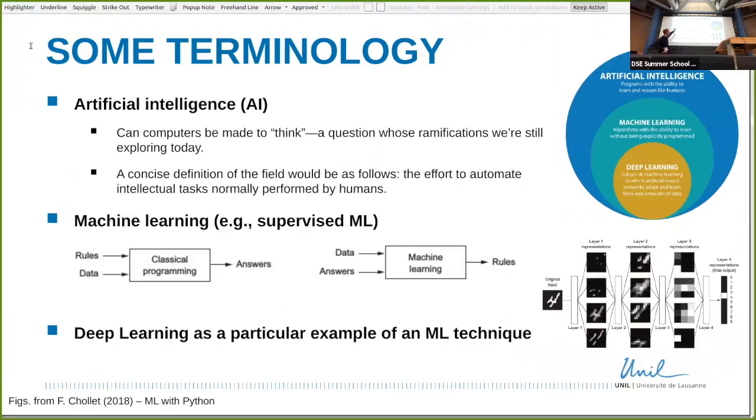This is from a book by Chollet, the godfather of the Keras API. I like this plot quite a bit because it puts things into perspective. You could envision there's a field called artificial intelligence, and they define it as the effort to automate intellectual tasks normally performed by humans. So this is artificial intelligence per se.